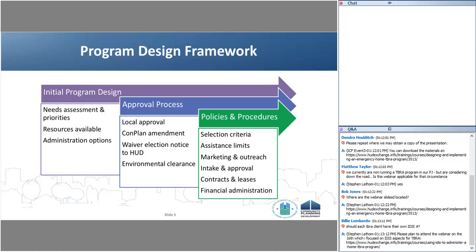These, again, are overlapping or parallel steps, not sequential steps, but nonetheless, we think it has to be taken in some order.